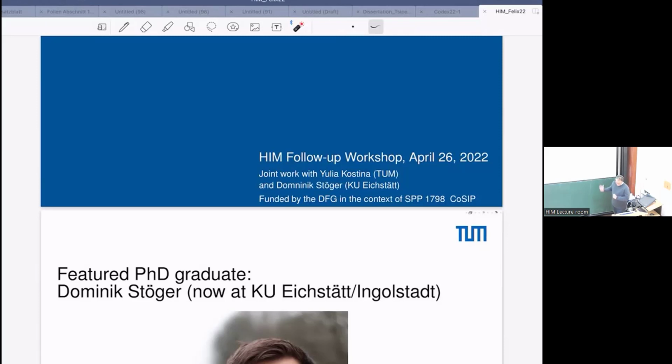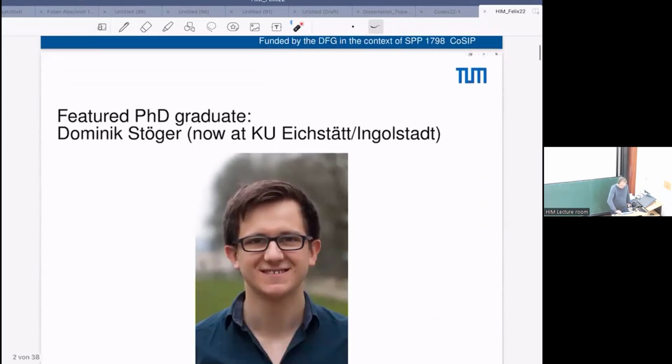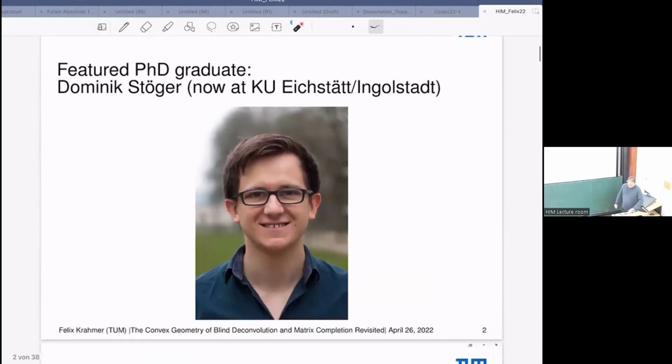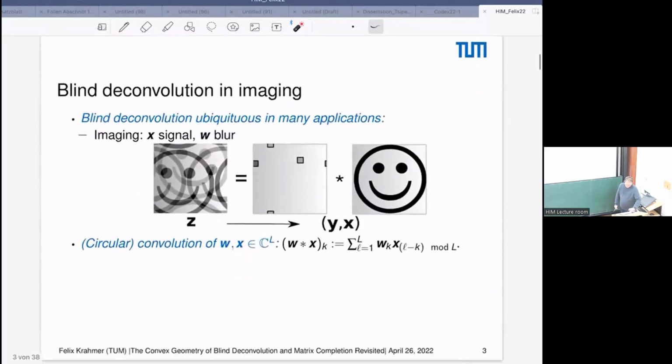What I will be talking about is a combination of work with Dominic and his PhD student, and some new work with him and my current PhD student, Julia. But let's start with the work with Dominic. That is the starting point, and we got started on this some years ago when we were thinking about the low rank recovery problem. One of the problems that we were interested in was blind deconvolution.